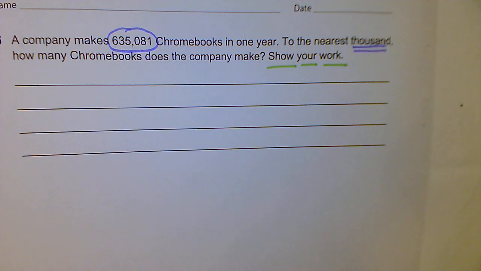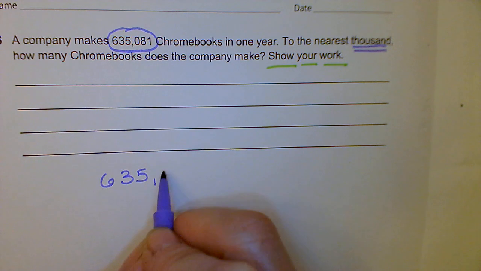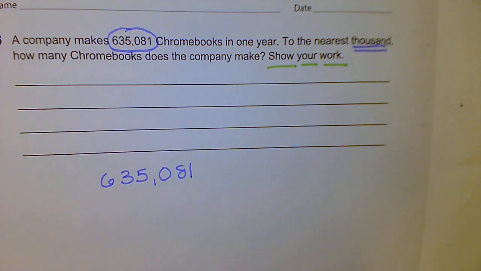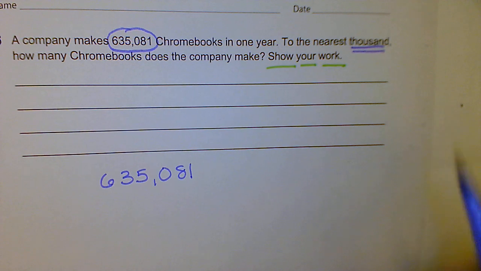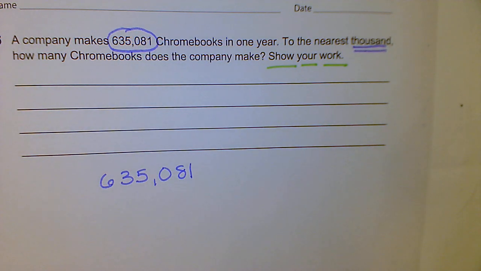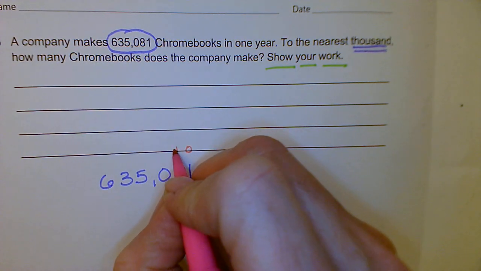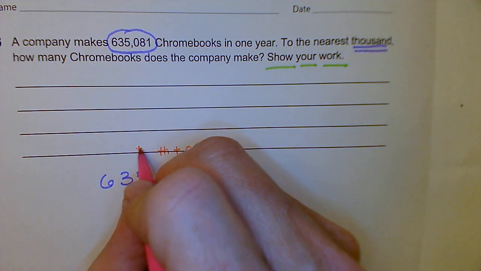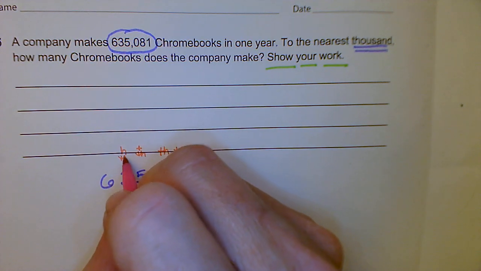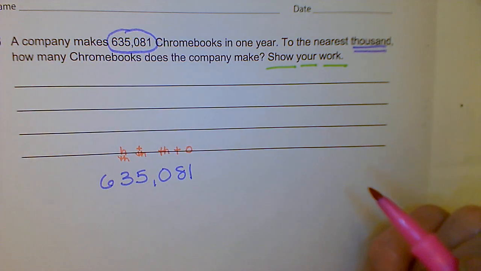Well, I always start by writing down the number. So let's start there. So I have 635,081. And I want to round that to the nearest thousand. So I'm going to circle my digit that's in the thousands place. Now again, we like to be really careful. This is a great way to be careful. Ones, tens, thousands, 10,000s, 100,000. Oh my goodness! I totally just messed that up.